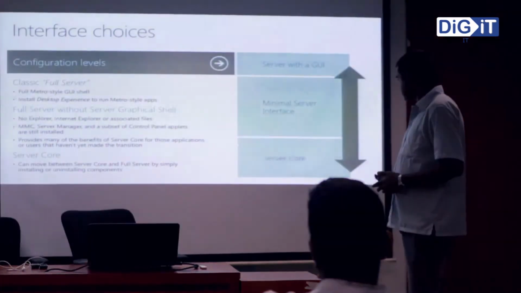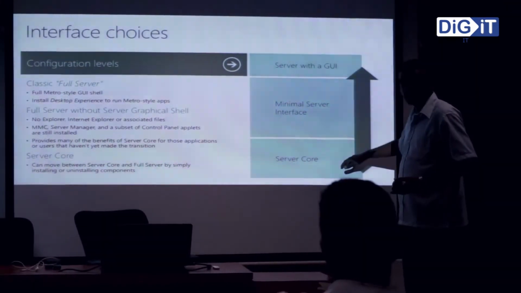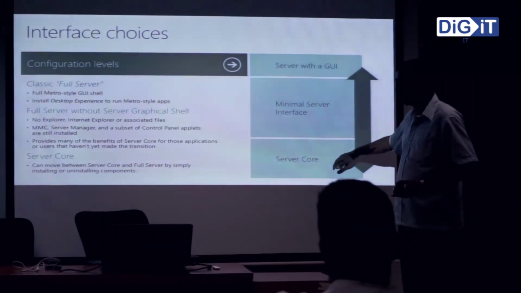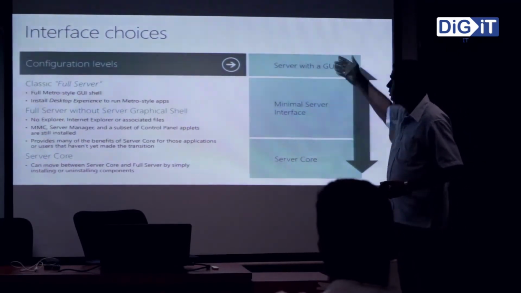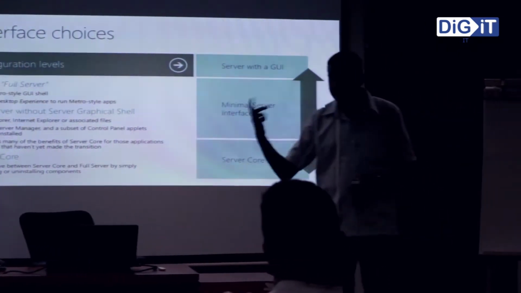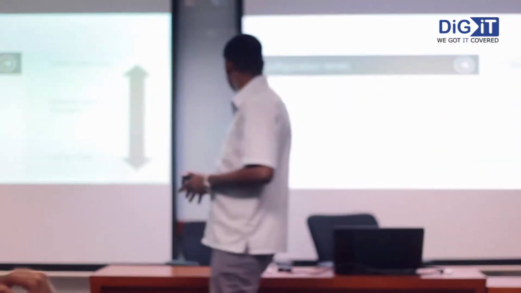So this is the hierarchy. You can start with the GUI and then reduce to minimal shell or Server Core. Either way, otherwise you can go from Server Core to GUI. At any time you can switch between these options.